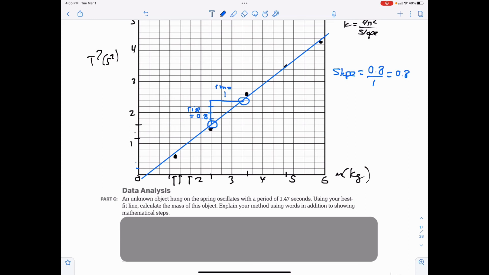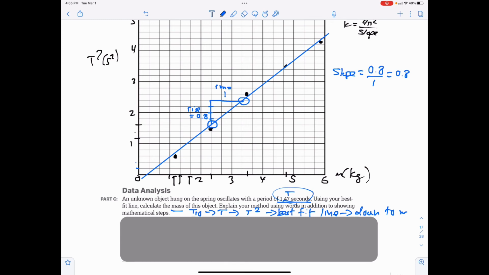Now it says an unknown object is hung on the spring, has a period of oscillation of 1.47 seconds. Use your best fit line to calculate the mass of the object. So here's basically what you do. You take your T10 to get your period. That right there is your period. You then square your period. Why? Because that's on the y-axis of your graph. You then go to your best fit line and then go down to your mass. You read off your mass.